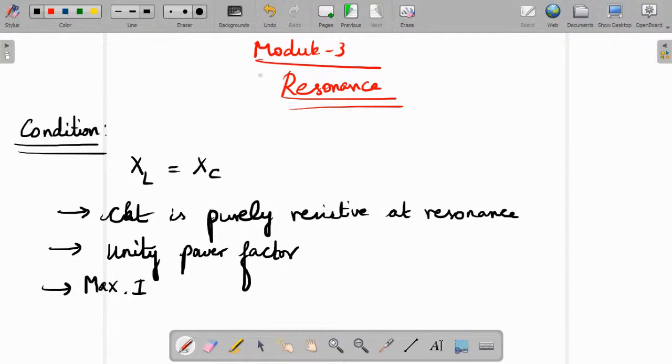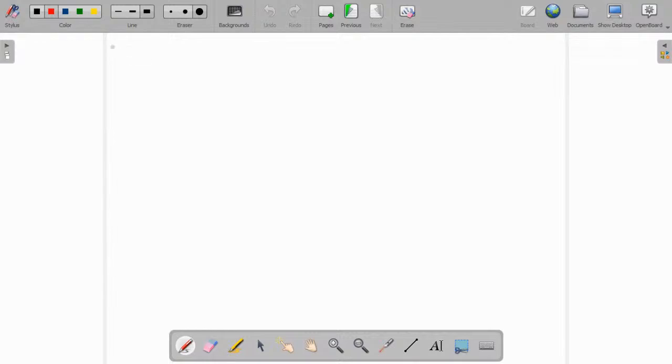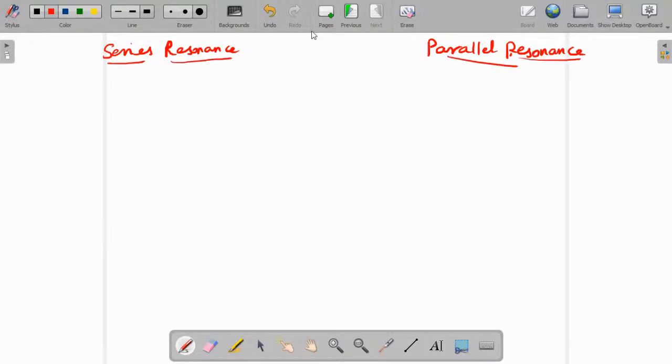Okay, so now let me summarize series and parallel resonance. So, series resonance and parallel resonance. In a series circuit, how are the resonance conditions? As far as resonance is concerned, they directly ask formula-based questions. So series resonance and parallel resonance is one of the easiest topics in networks to score marks.